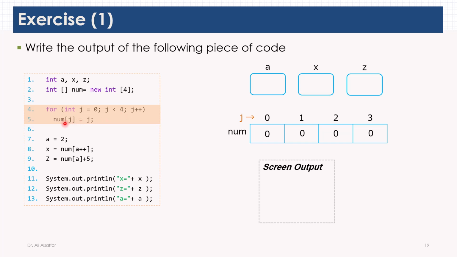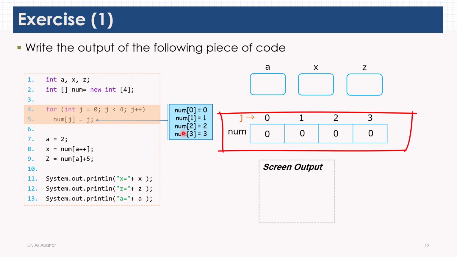In each iteration, we are moving the value of j to num[j]. So if you want to see in detail what happens in each iteration, 0 is moved into num[0], 1 is moved into num[1], 2 is moved to num[2], and last 3 is moved into num[3]. And after the loop is finished, this is the picture of the array. So in the first element, we have 0, next 1, next 2, and next we have 3.